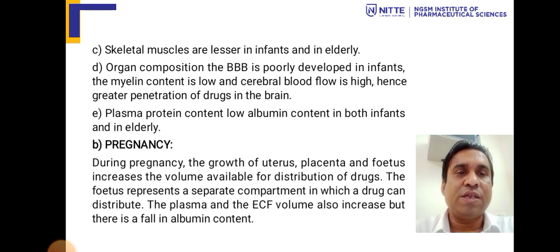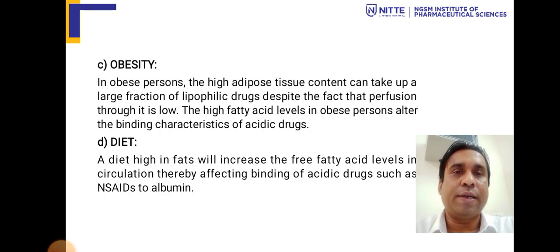Pregnancy. During pregnancy, the growth of the uterus, placenta and fetus increases the volume available for distribution of drug. The fetus represents a separate component in which the drug can be distributed. The plasma and the ECF volume, extracellular fluid, also increase, but there is a fall in albumin content.